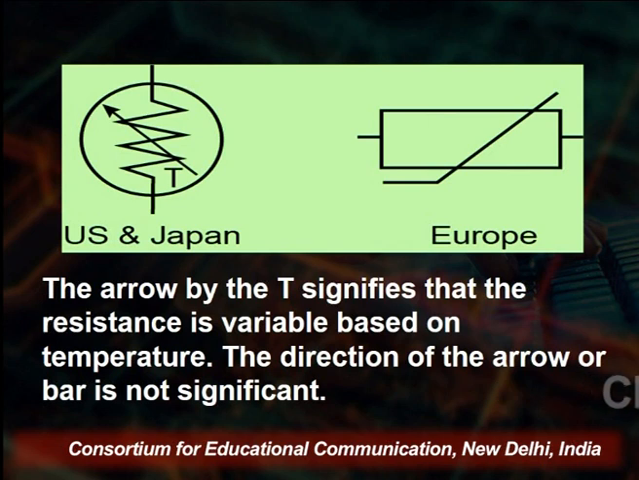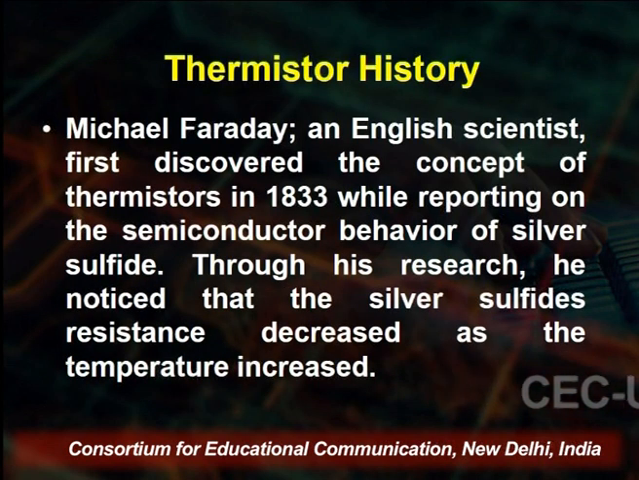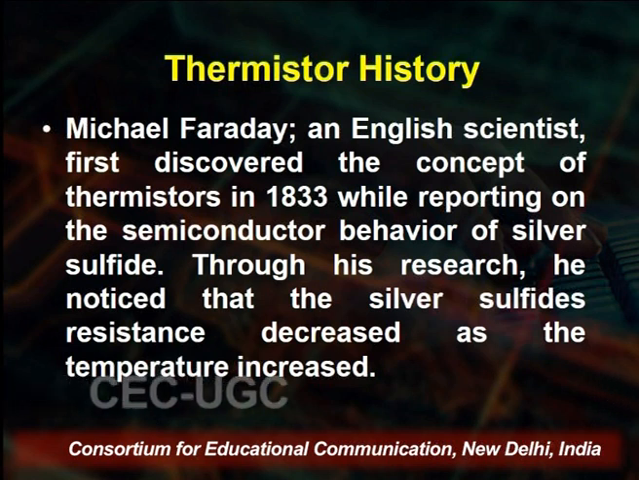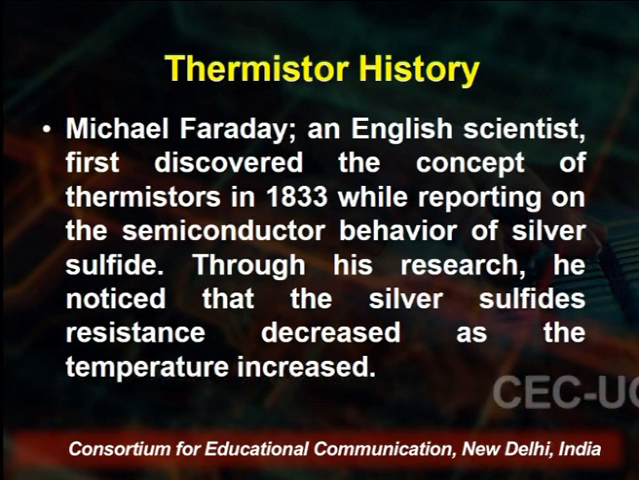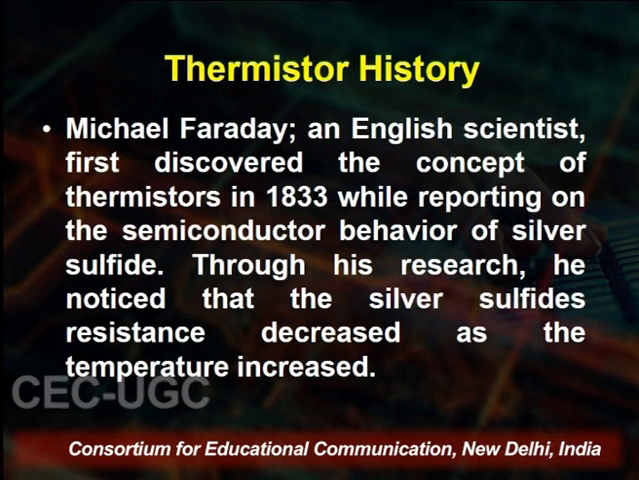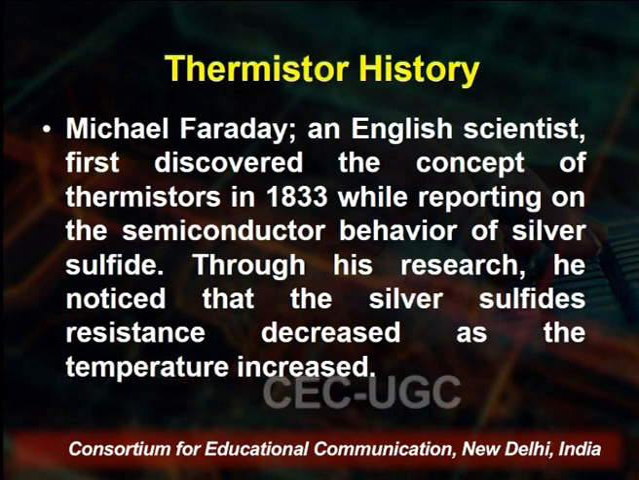The direction of the arrow or bar is not significant because we have two types of thermistor: one is positive and the second is negative. Now, thermistor history. Michael Faraday explained the concept of the thermistor in 1833, reporting on the semiconductor behavior of silver sulfide. Through his research, he noticed that silver sulfide's resistance decreases as the temperature increases. Means when he was performing the experiment, he found that the silver sulfide resistance decreases as the temperature increases.